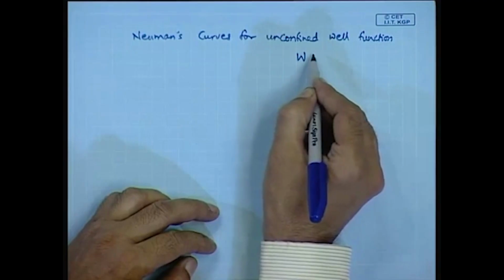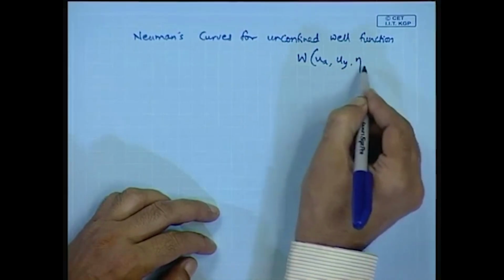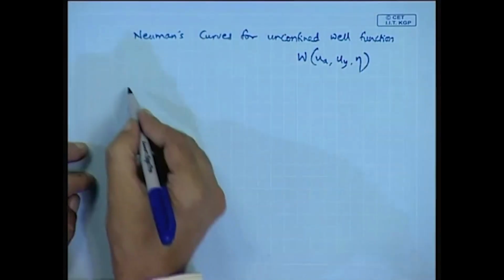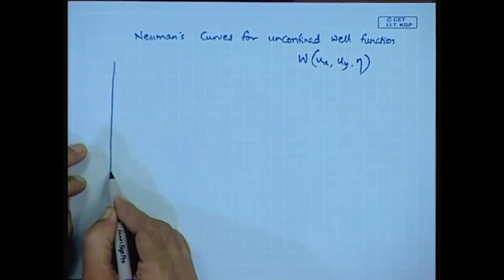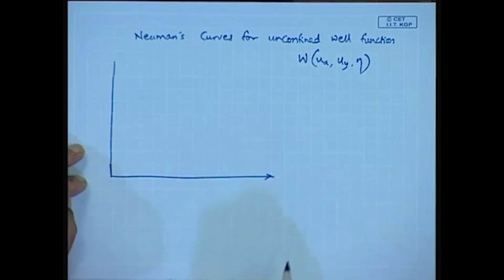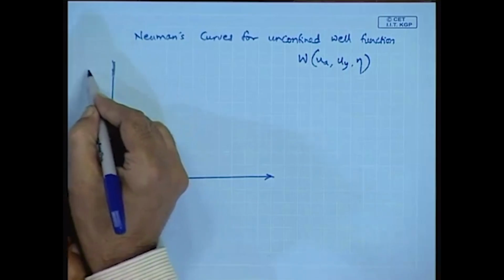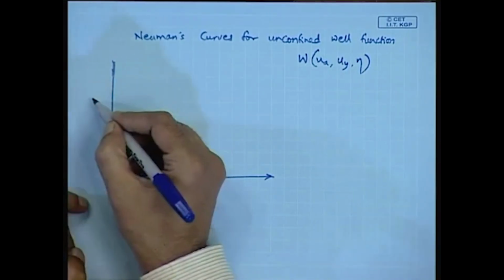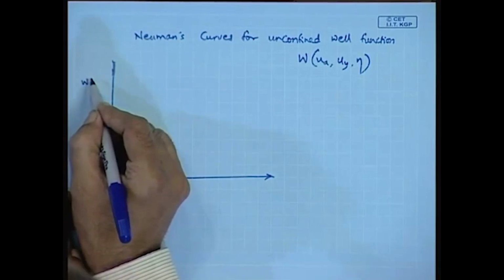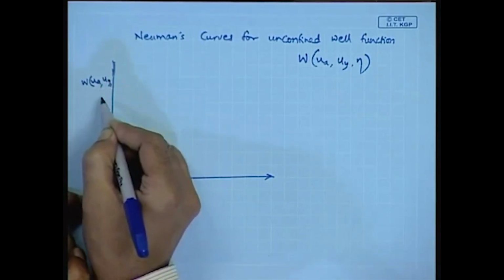That is W(ua, uy, eta). So, here in this Newman's curves we have along the vertical axis, of course, this is also a log plot, so here we have W(ua, uy, eta).